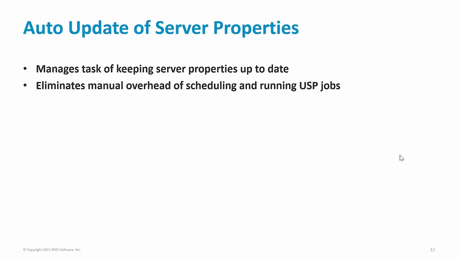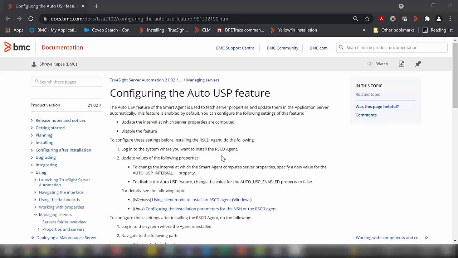The Auto USB feature automates the task of keeping the server properties up to date and hence eliminates the manual overhead of scheduling and running the USB jobs. The Smart Agent compares the previously saved server properties with the newly computed server property values. If it detects any change in these server properties, Smart Agent will send the newly computed server property values to the Smart Hub, and the application server will pull these details from the Smart Hub and then reflect it in the application server. By default, the Auto USB feature is enabled when you install and configure the Smart Agent.